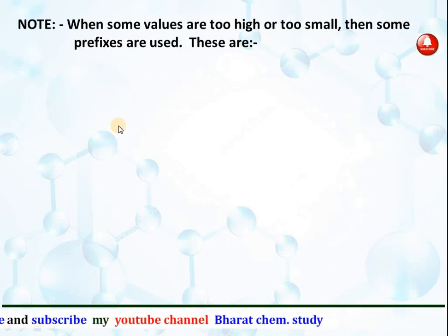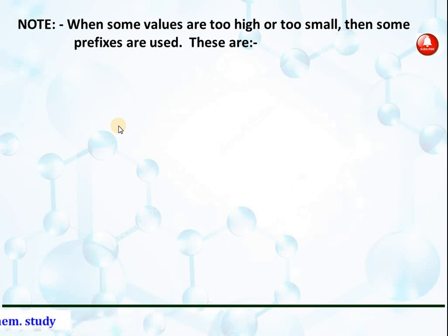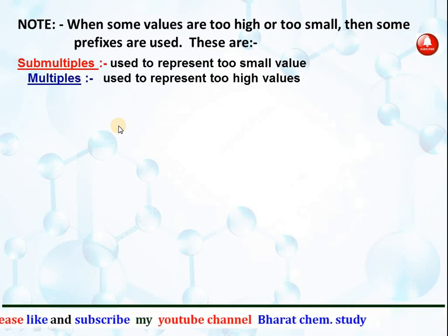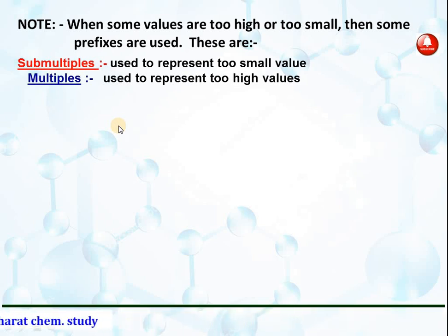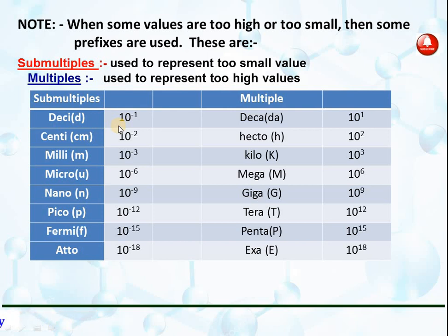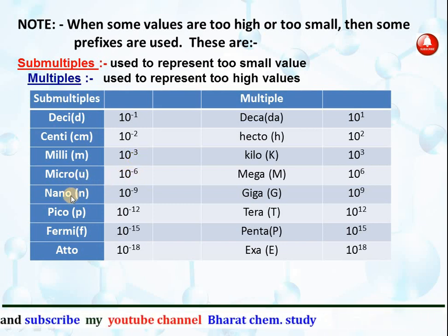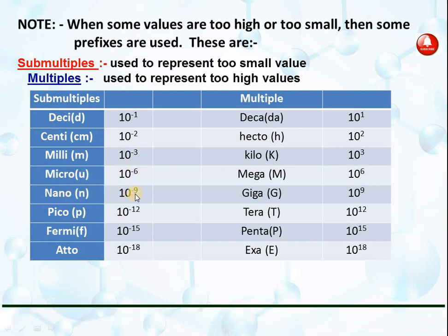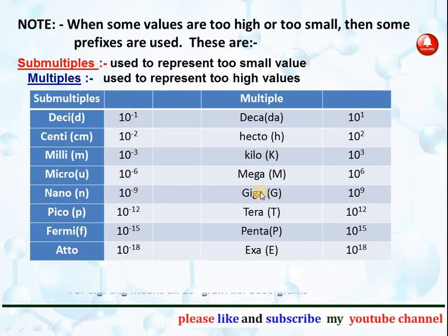But sometimes when we are writing, the values are too high or too small. In such cases, we have to use some prefixes. These prefixes are submultiples and multiples. Submultiples are used to represent too small values, and multiples are used to represent too high values. For example, for deci, we write 10 to the power minus 1. Centi, we write 10 to the power minus 2. Milli means 10 to the power minus 3. For 10 to the power minus 6, we use micro. Nano means 10 to the power minus 9. For example, 1 nanometer means 10 to the power minus 9 meter.